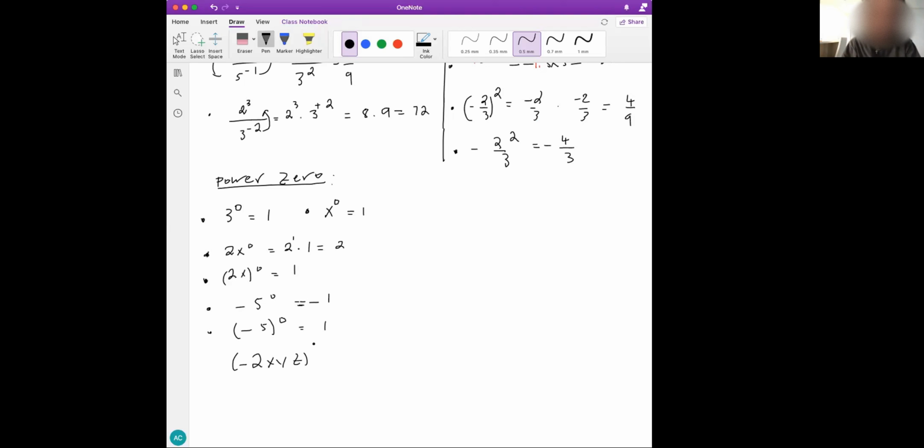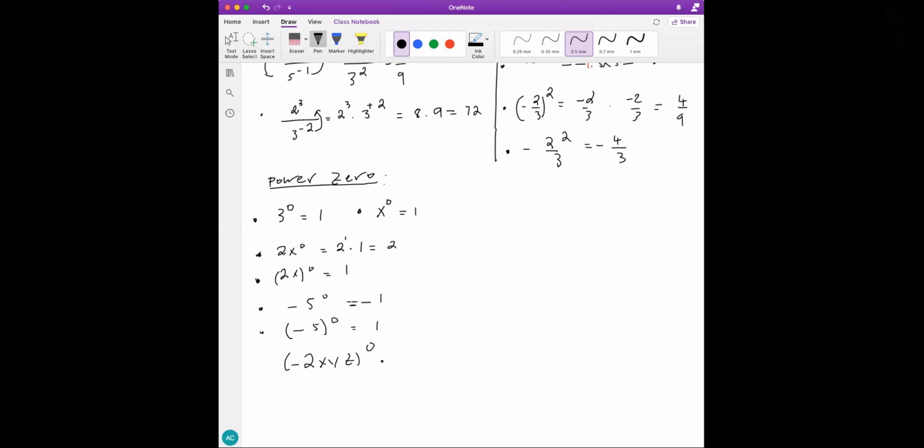Anything to the power 0, but make sure you have parentheses. That's when you say the whole thing is raised to the power 0. This will be 1. But if you had only this, for example, if you had the same thing but without parentheses, so what do you do here?